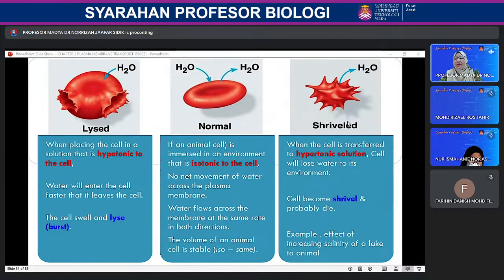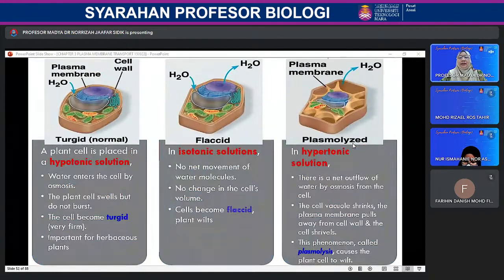Whereas if we look at this picture, what happened is we place it in the hypertonic solution, and the water will move out, the cell becomes shriveled, and then it can probably die. Okay. An example is the effect of increased salinity of a lake on the animals.